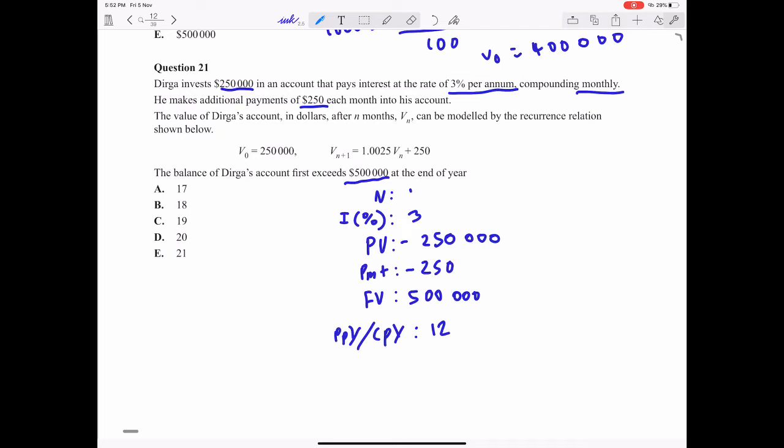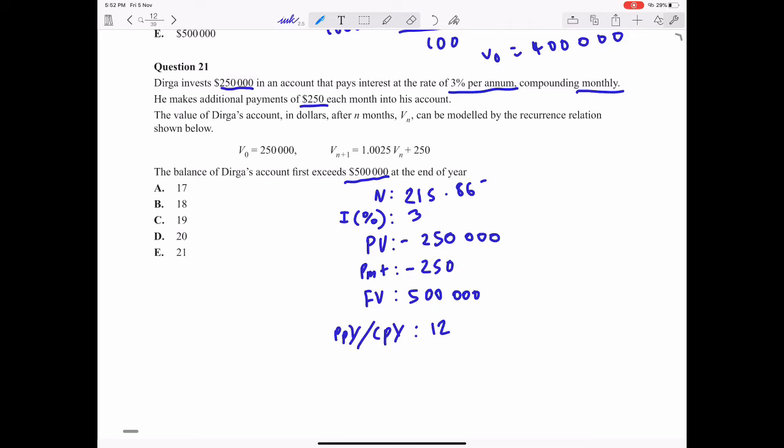So if you do it on your finance solver, you get 215.86798, and that is in months. So to find after how many years, you round it to the nearest whole month. So 216, and you divide it by 12, because there are 12 months each year, and if you do that, you'll get 18. So therefore, it first exceeds 500,000 after 18 years. So therefore, B is the correct answer.